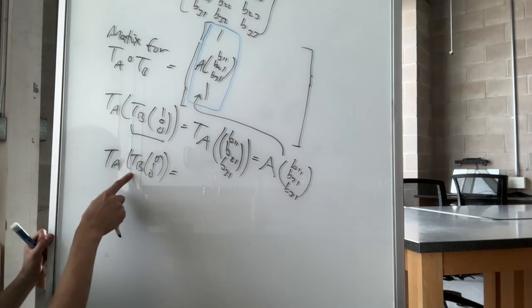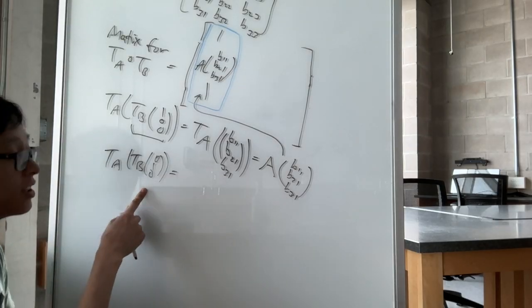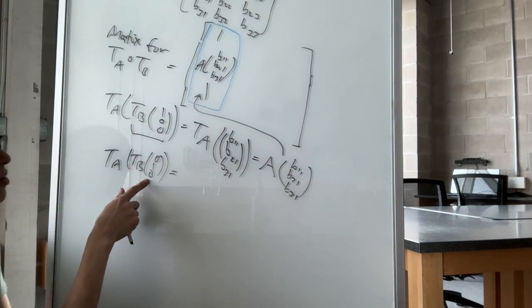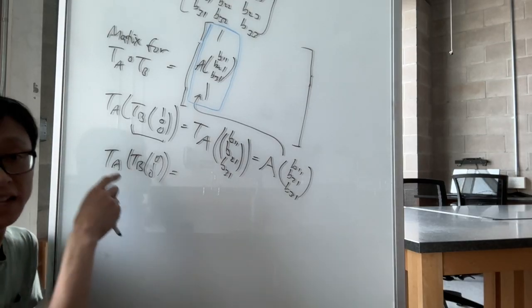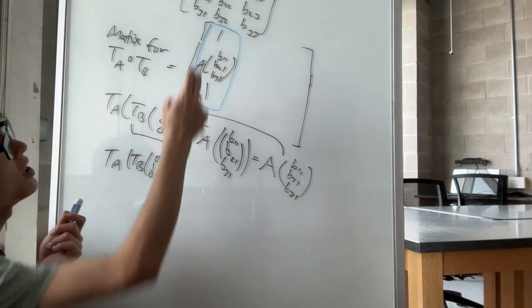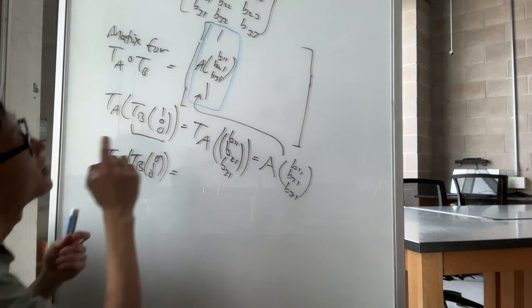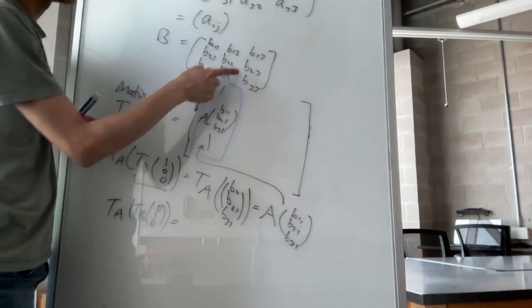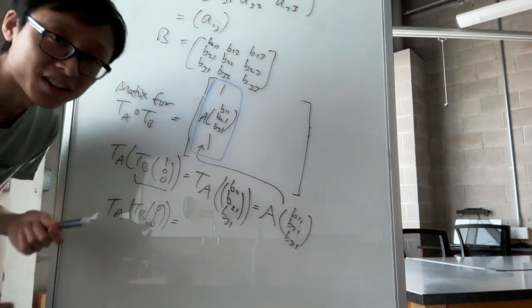But again, what is TB of 0, 1, 0? Well, just say what it is. It's TB and where it mapped the second basis vector. That's the second column of the matrix B by definition, right? The second column of the matrix B is where it sent the second basis vector.